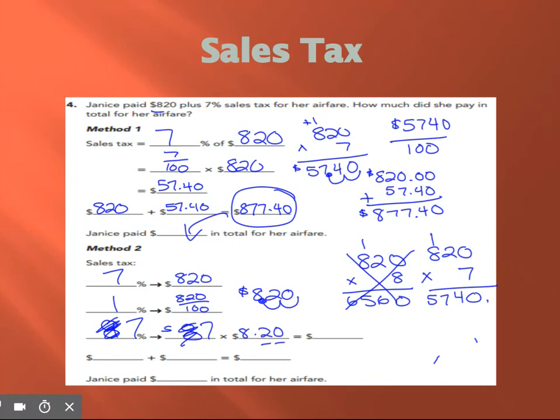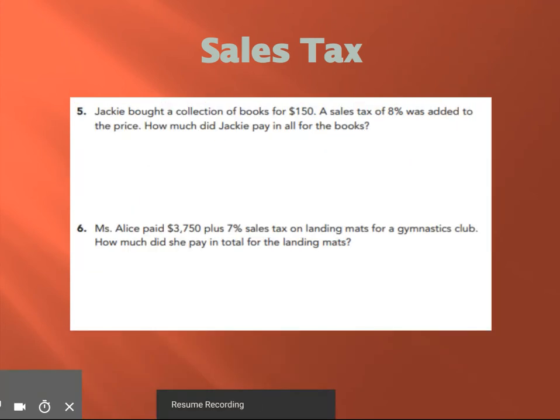So I have to move my decimal 2 digits. So again, I get 5740. My apologies for that error. So I added 820 plus 5740 again. We already did that. We know it's $877.40. So please give number 5 and 6 a shot on your own.